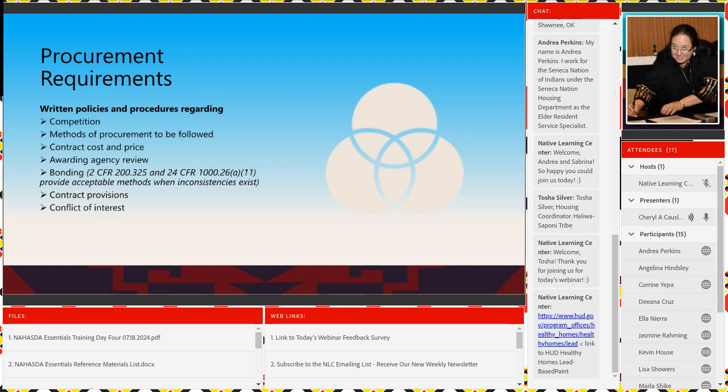Your procurement requirements: written policies and procedures regarding competition, methods of procurement to be followed. Get a good file system. That's huge, okay? Contract cost and price, awarding agency review, bonding, provide acceptable methods when inconsistencies exist, contract provisions, conflict of interest, lots of stuff in there.